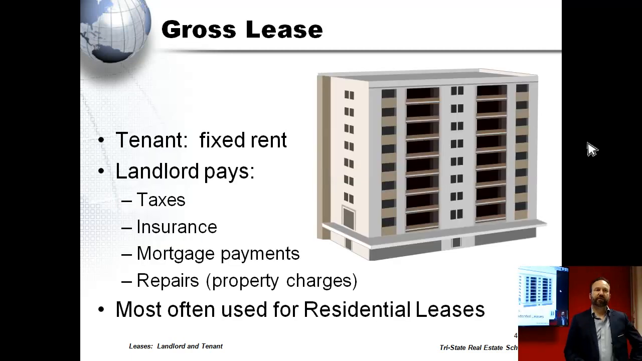A gross lease is when there's just a flat fee. The tenant pays a flat amount, and the landlord pays the taxes, insurance, mortgage payments, and repairs of the property. It's the most often used for residential properties. Gross lease.